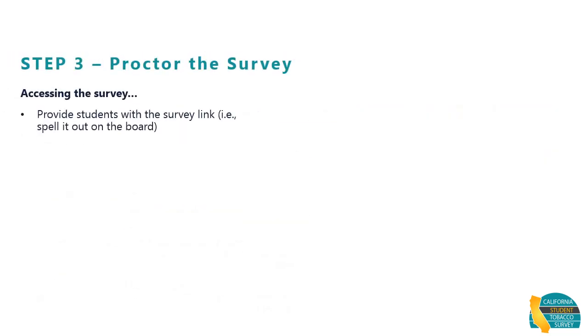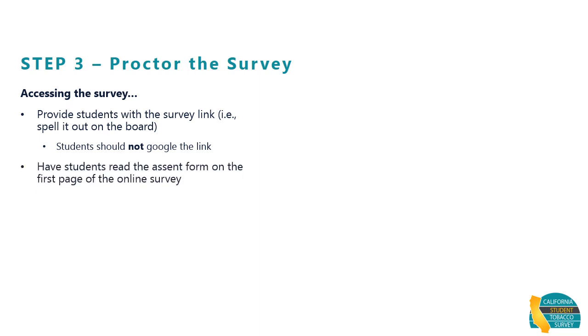When your students are ready to access the survey, provide them with your school's unique survey link. To prevent students from accessing the wrong link, we recommend that you spell it out on your whiteboard. Students should not Google the link, as this invalidates the data. They should enter the link exactly how it was provided.